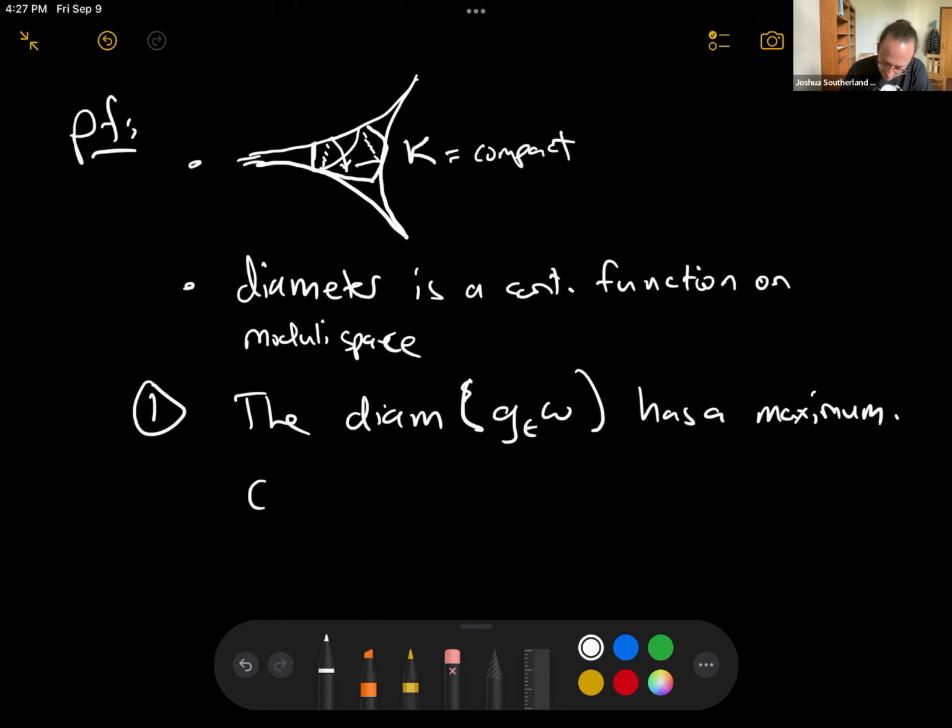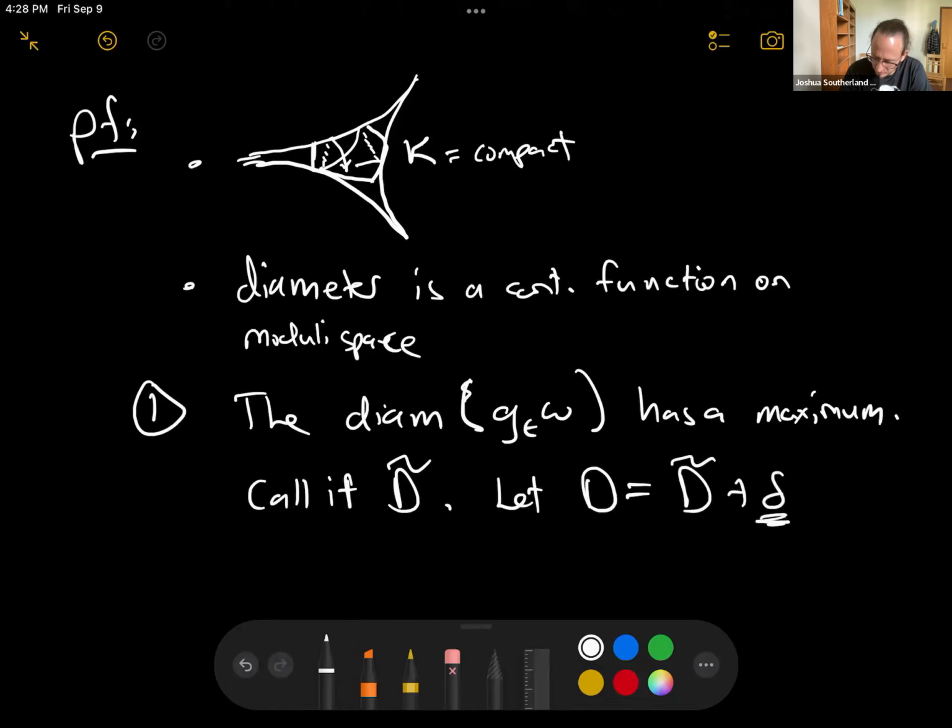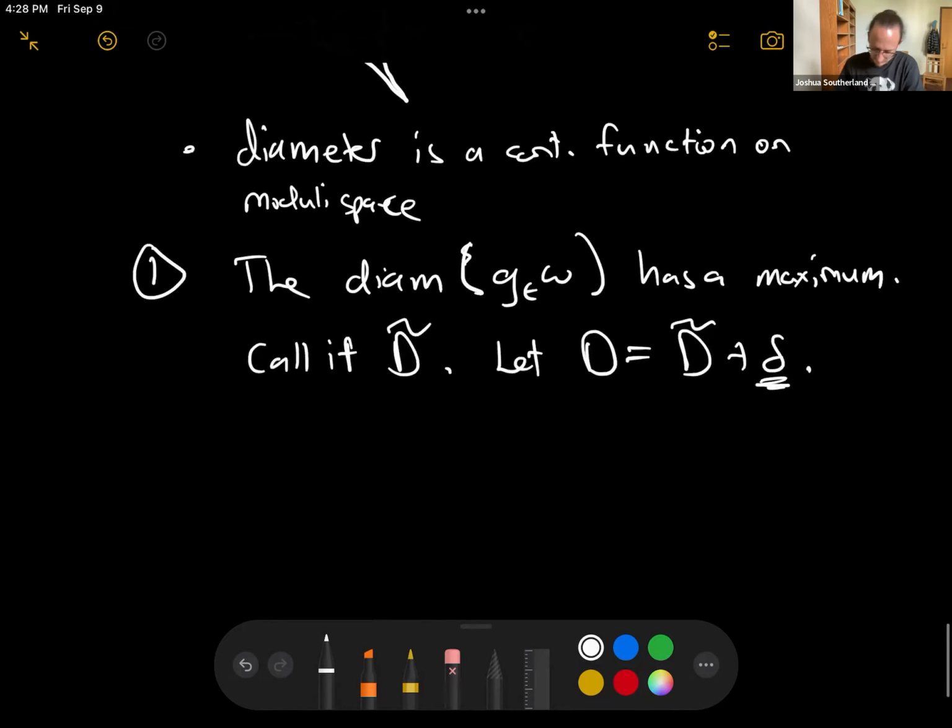Okay, let's call it d tilde, and then let d be essentially the diameter, but just add a little bit to it because we're going to use it to cover. Okay. So this delta is just something very small.